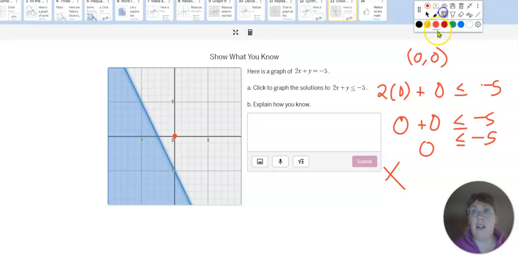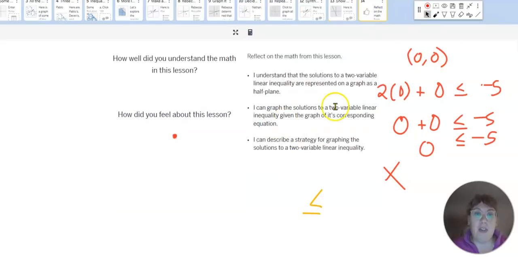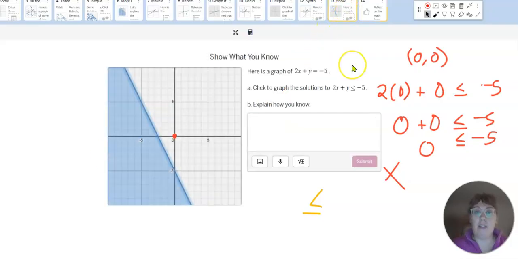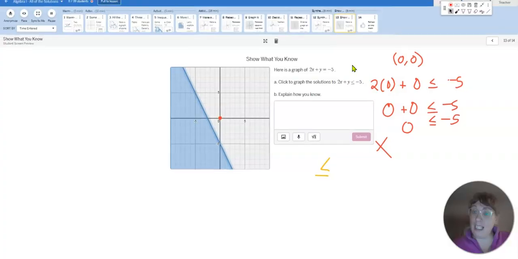So that means we have to shade in the other section. And because our symbol is less than or equal to, we can keep it solid. So we can explain how we know by saying that we tested that point 0, 0, and we noticed that since the symbol has or equal to, we're keeping that line solid. And on slide 14, you're doing your little reflection, so make sure to fill out the reflection slide as well on slide 14. And then you will be all finished with this 2.14 lesson.